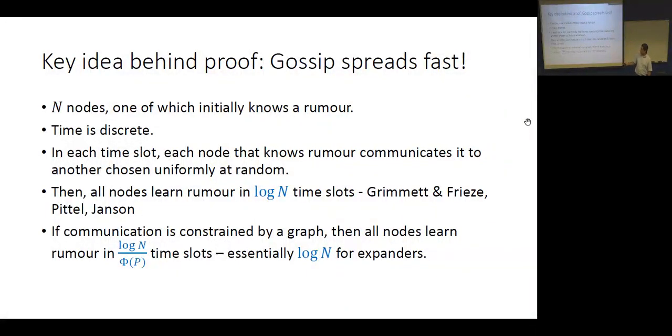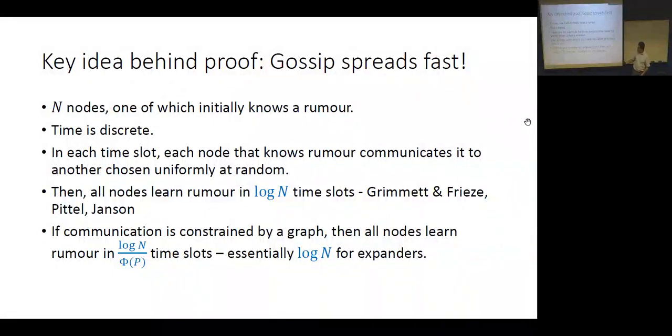So forget about bandits for the moment. We just have n nodes, n agents, and one of them initially knows the rumor. And time is discrete, and in every time slot, everybody who knows the rumor is going to randomly pick someone from this graph, let's say. For now, maybe you think of the complete graph. You randomly pick someone and tell them the rumor. Okay. How long does it take till everyone learns the rumor?